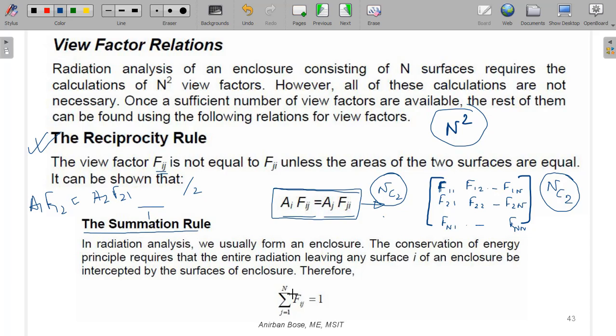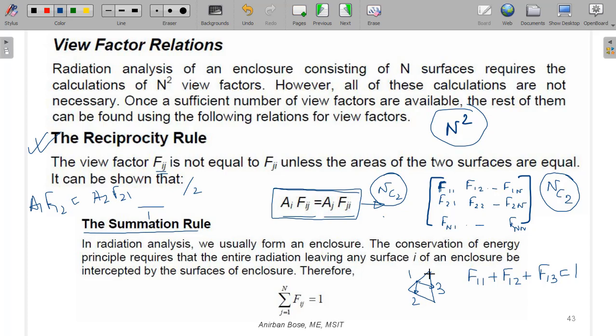Next is the summation rule. What is the summation rule? Suppose there is a three surface enclosure, and this is 1, this is 2, and this is 3. It is clear that F11 plus F12 plus F13 must be equal to 1. Because it is an enclosure, whatever energy is going out from 1 will either fall on 2 or on 3, or it will go to 1 if it is not a plane or convex surface.